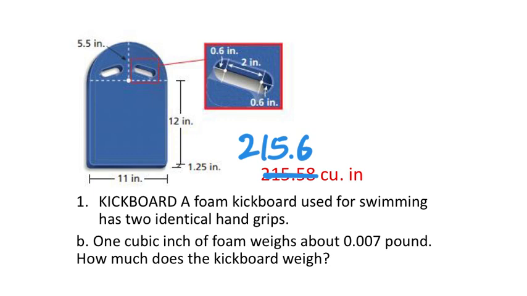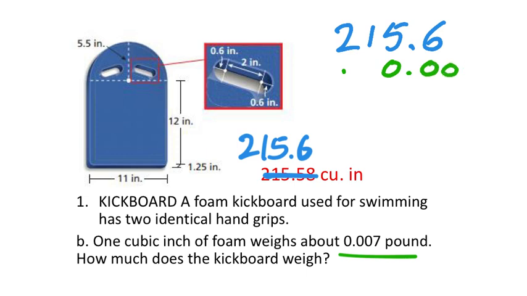This takes us all the way back to kind of the foundations of multiplication. Because each one of these, 215.6 cubic inches, each one of these is 0.007 pounds. Now this takes us back to the unit rate. And you can solve it that way, but again, we should know that just from the basic foundations of multiplication, we're going to take 215.6 and multiply it by this many pounds, 0.007. Now we'll end up with a decimal on this, no problem.